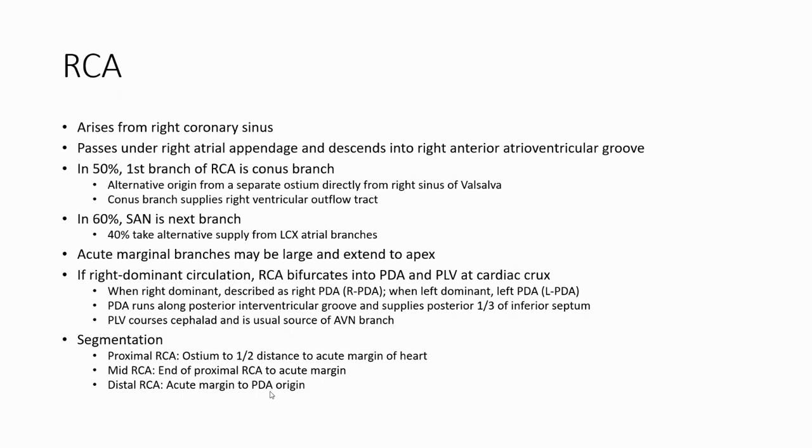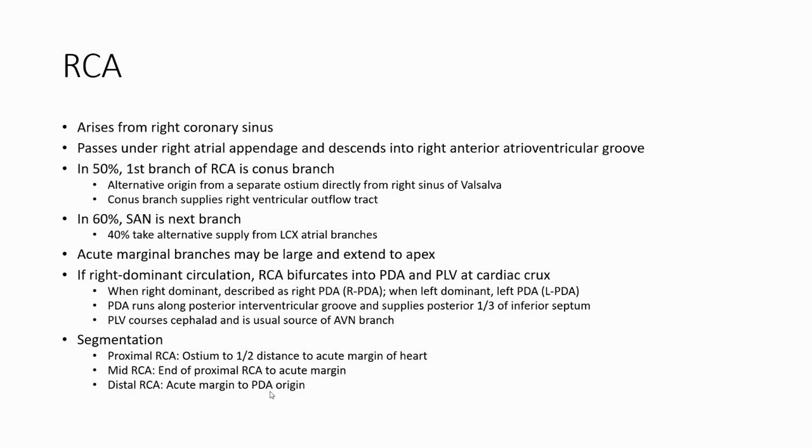Right coronary artery. It arises from the right coronary sinus, passes under the right atrial appendage and descends into the right atrioventricular groove. In 50%, the first branch of the right coronary artery is the conus branch. In 60%, it is the sinus node branch. The acute marginal branch may be large and extend to the apex. If right dominant circulation, the right coronary artery will divide into PDA and PLV at the crux.